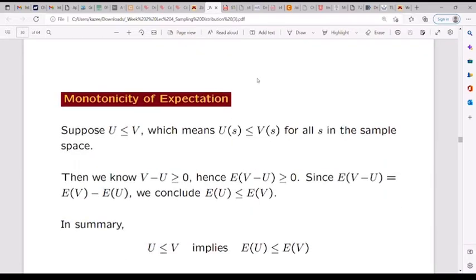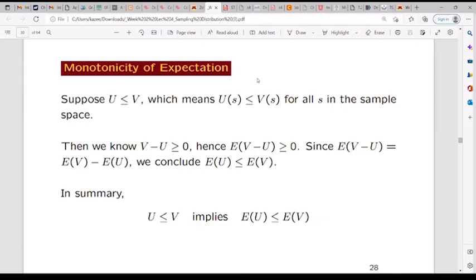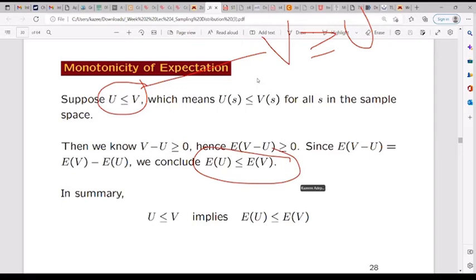Now the next thing is monotonicity of expectation. What does it mean? When U is less than or equal to V, this actually means V is greater than or equal to U. That is what it means. When you take the expectation, that pattern is still going to be maintained. That is why if U is less than or equal to V, then the expectation of U will be less than or equal to the expectation of V. That is just what we mean. There's no issue with that.